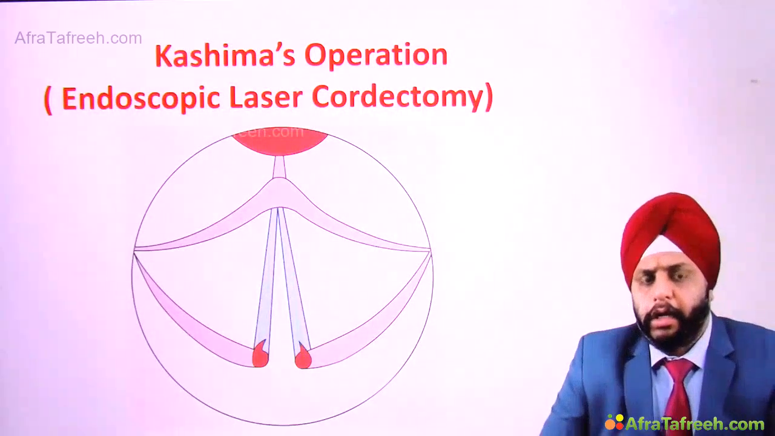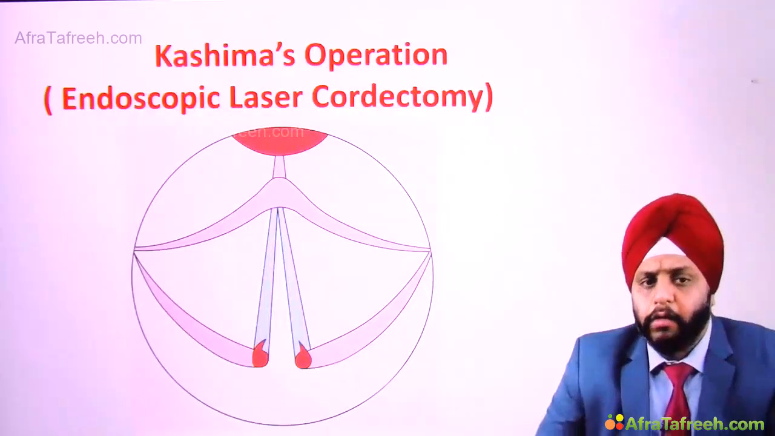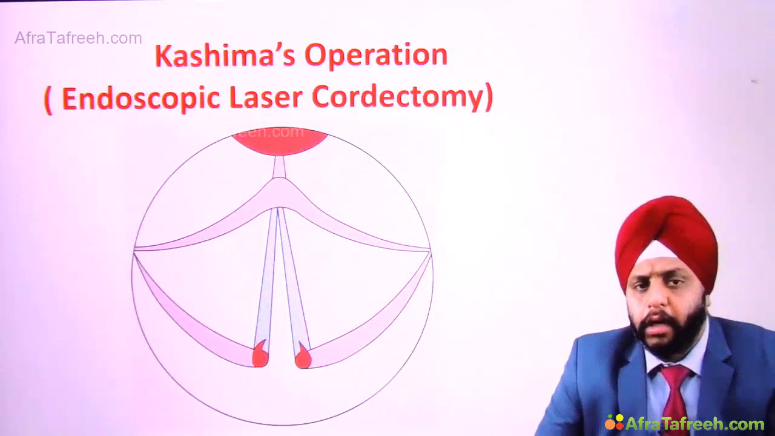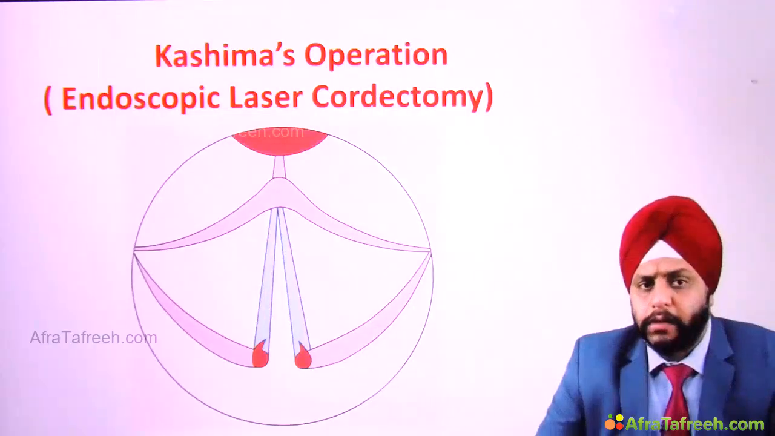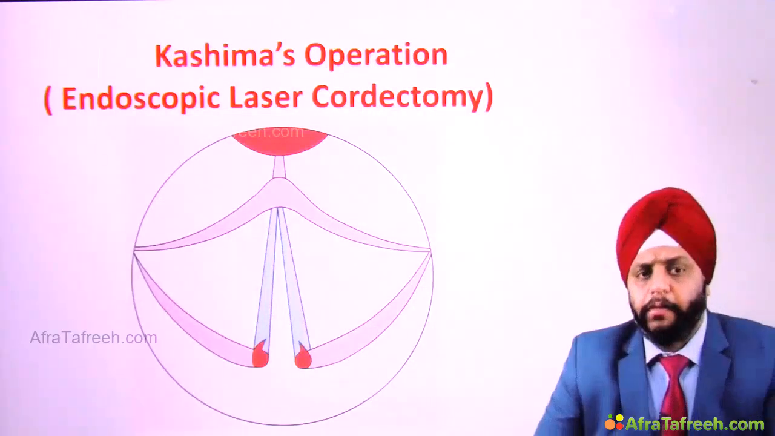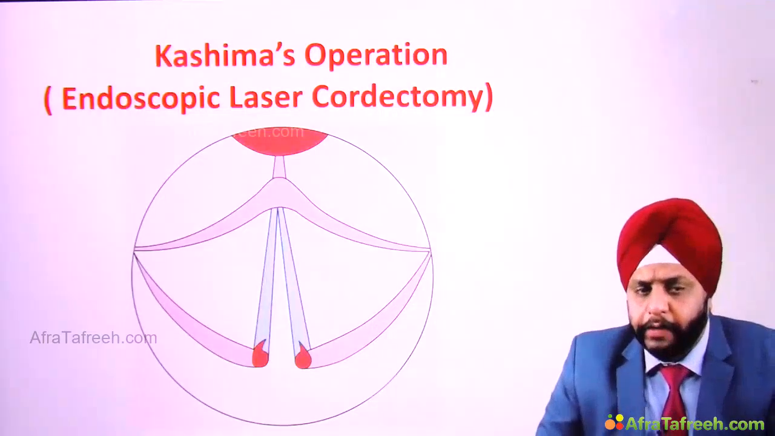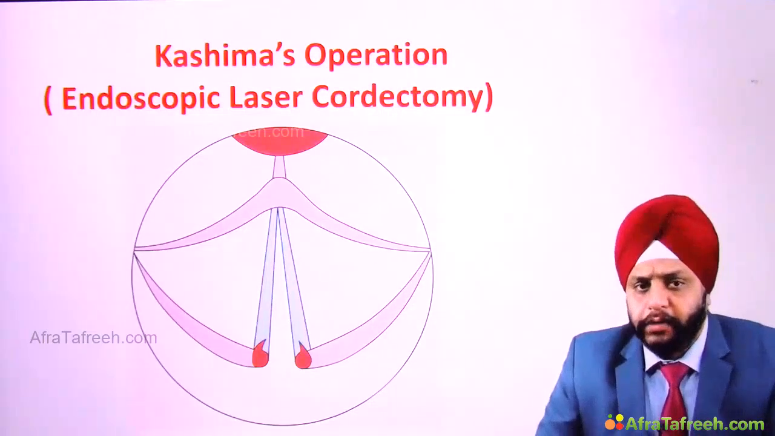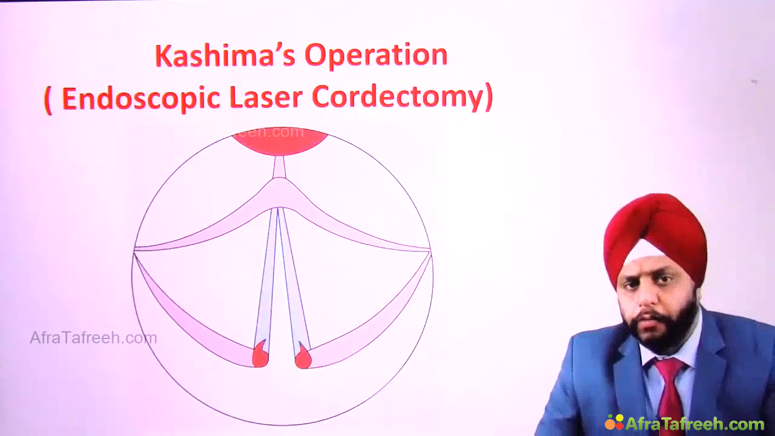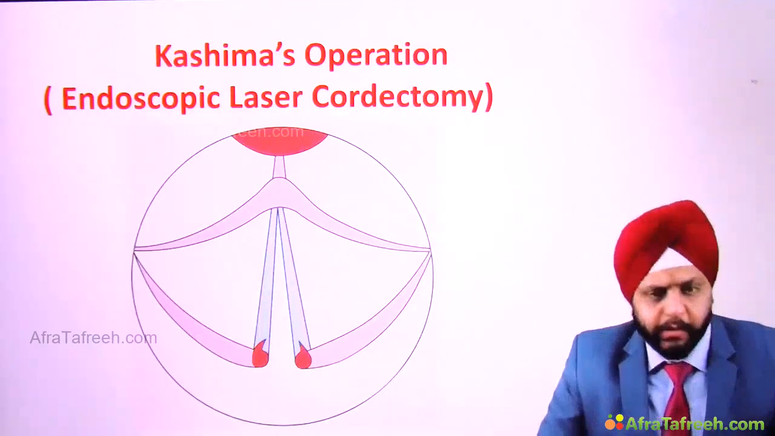So this is one of the latest operations being done for bilateral recurrent laryngeal nerve palsy, and this is known as Kashima's operation. It is done endoscopically, number one, and secondly, it is done with the help of a laser such as a CO2 laser. So it's an endoscopic laser cordectomy. What is done in this?